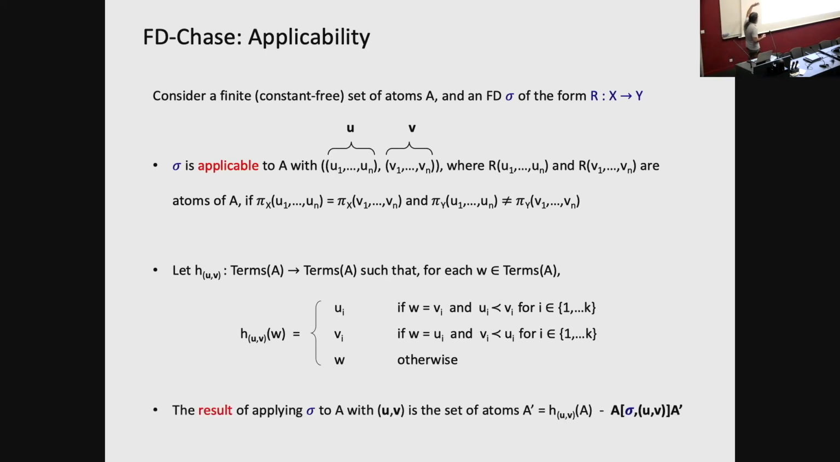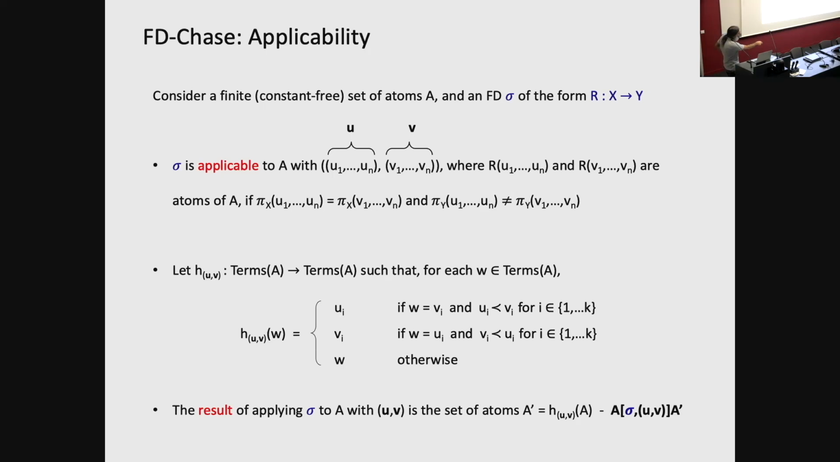And once we have this function in place, then I think the result of applying sigma to alpha with this witness UV is clear. What is this thing? It's essentially the set that we obtain after applying this function to the set A. So after applying this function to the set A, which means I will unify some variables, I will get a new set of atoms A prime. And this set of atoms A prime by construction will satisfy sigma, right? And this is actually a single chase step, which from now on I will denote in this way.